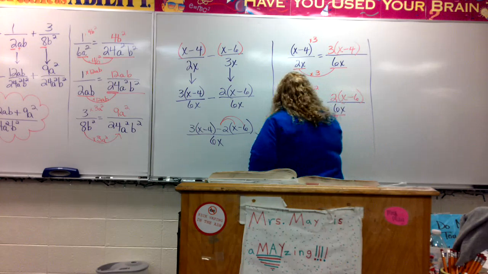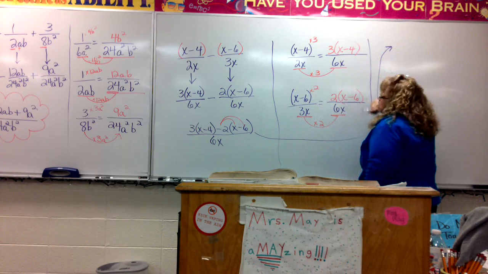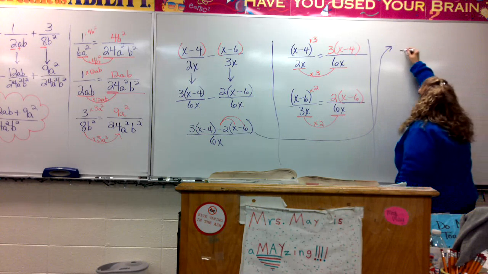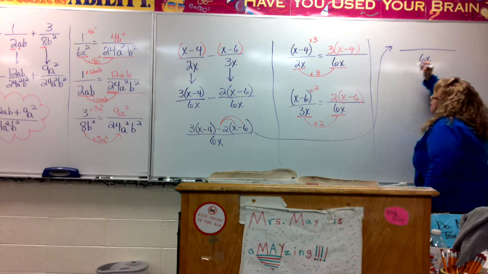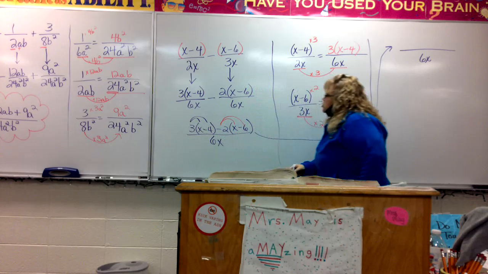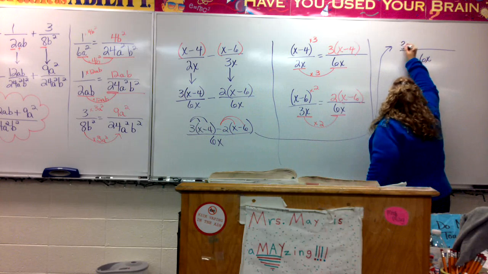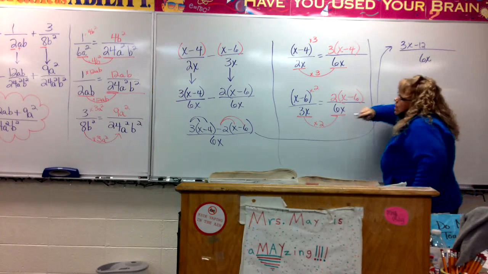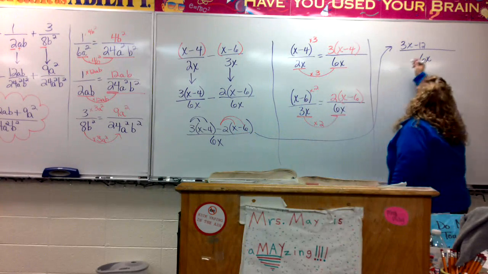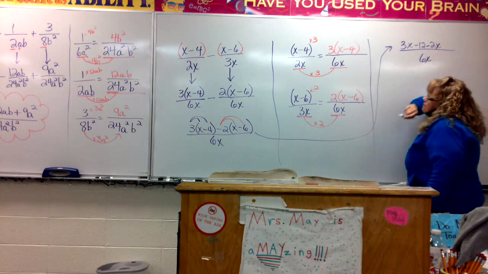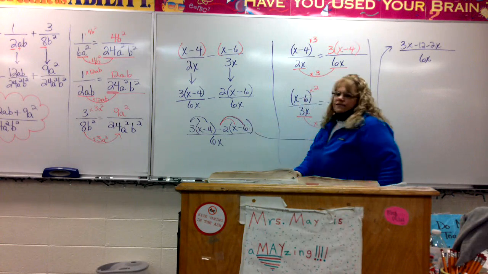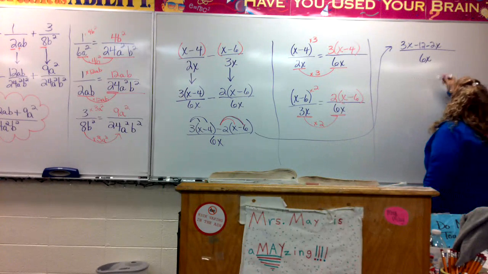So now that I've got this all mixed up and I've got this in the middle here, and I want to go from here to the rest of it over here, now we can multiply that out. It's all going to be over 6x. Multiply it out. What do you get? 3x minus 12. And then what do you get here? Don't forget it's negative 2 times x. Negative 2x. But here's where everybody makes the mistake. It's negative 2 times negative 6 plus 12.